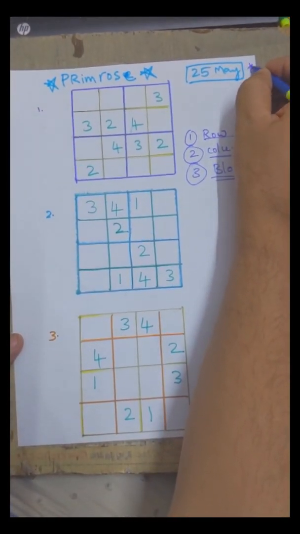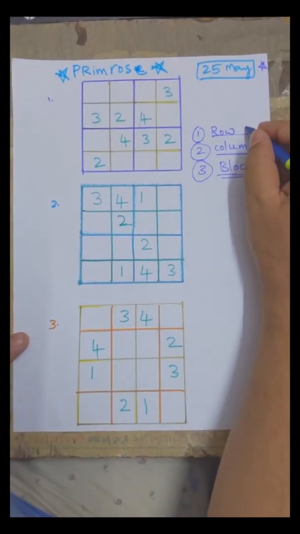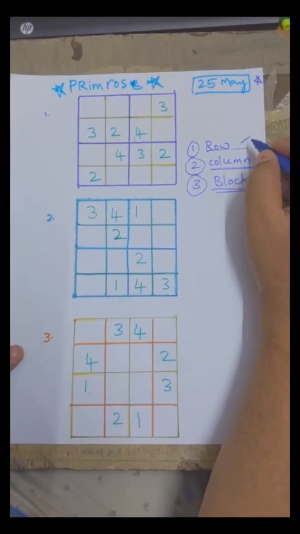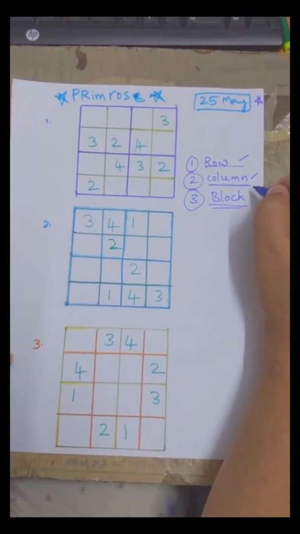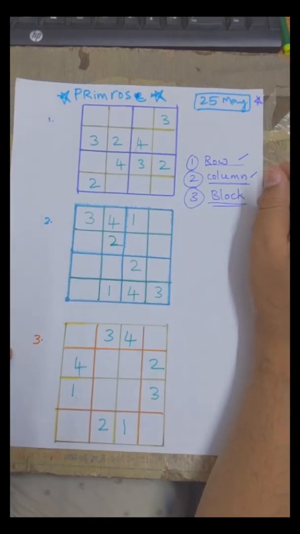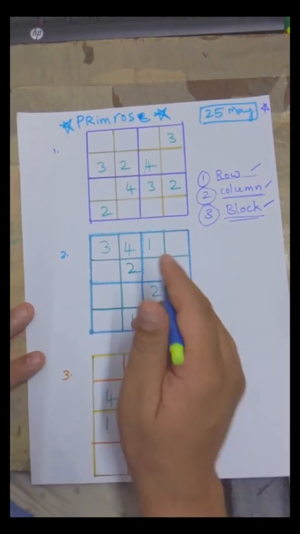Let's solve the 25th May Sudoku puzzle. It's a 4 by 4 puzzle. So the rules are: in each given row, numbers 1 to 4 should come, but they should not repeat. Same way, in each column 1 to 4 should come, with no repeat. Same way with the block. Okay, so let's solve this.